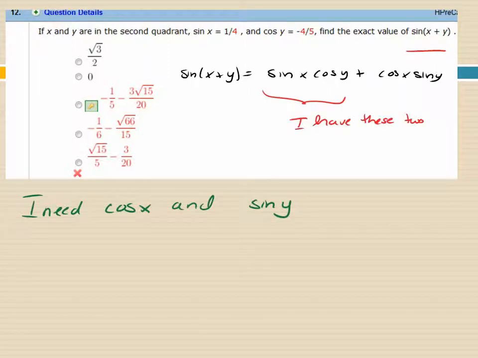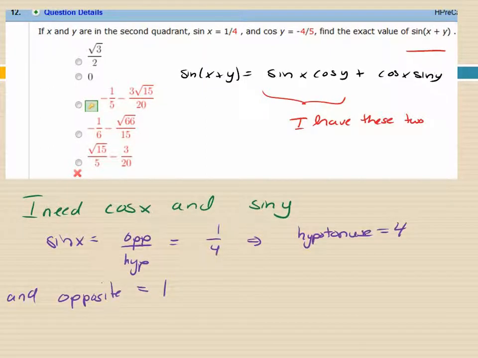Well, I got those two, sine x and cosine y. They gave it to me. Sine x is 1/4 and cosine y is minus 4/5. The problem is they didn't give me cosine x and sine y. You see it? Now it's messy. I need that cosine x and sine y. Why is it messy? Because I got to find the hypotenuse of a triangle to get that.